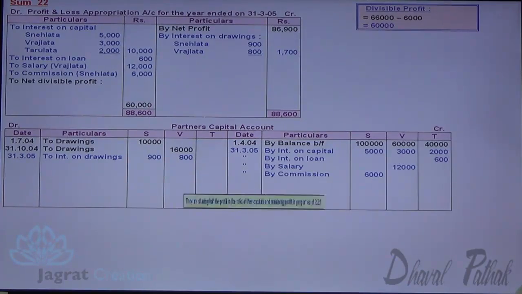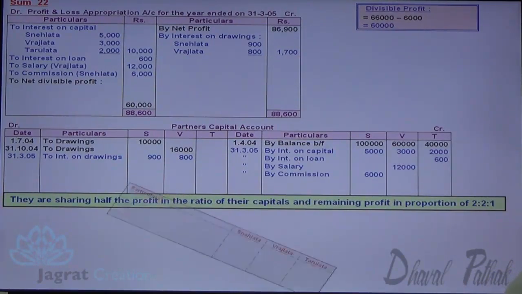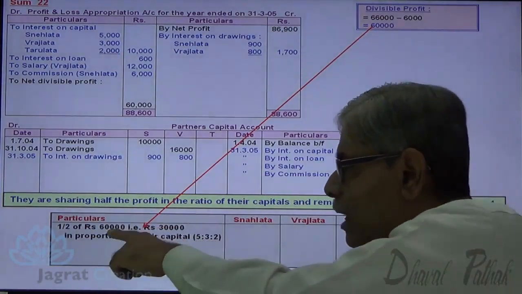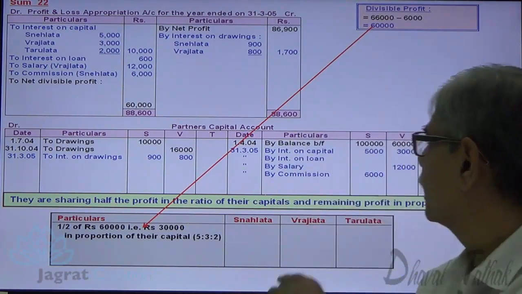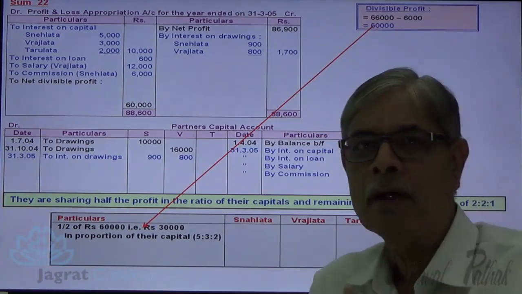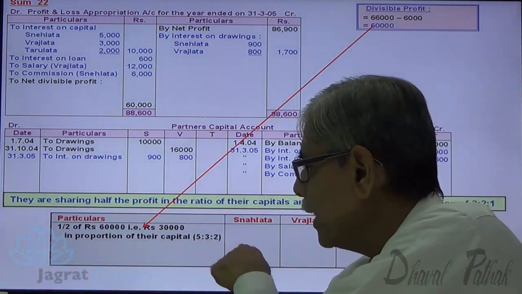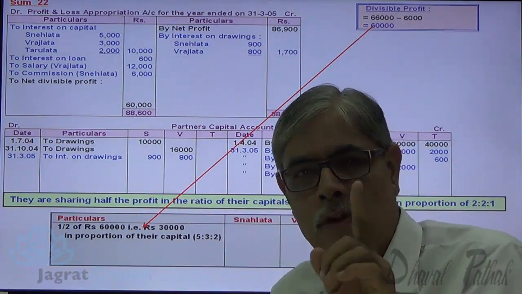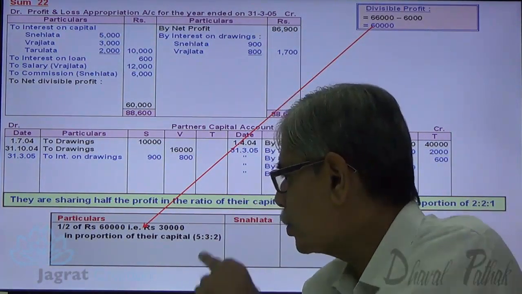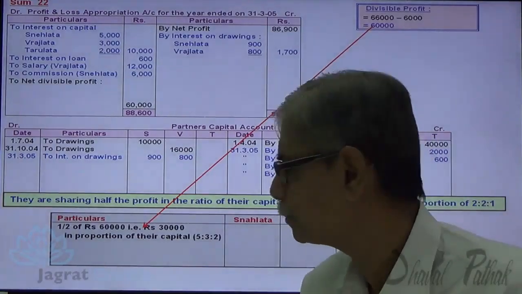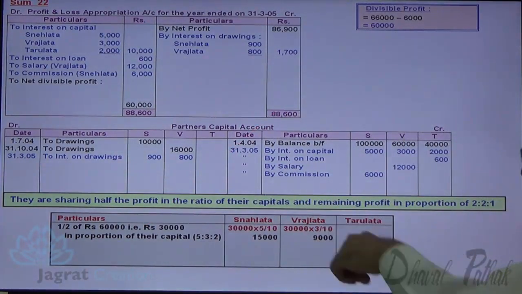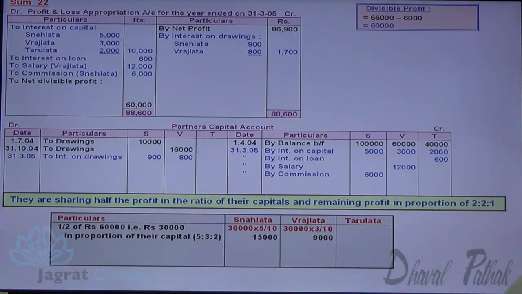This 60,000 profit, here I prepare a working note for profit calculation. 60,000 into 1 of 30,000. That has to be distributed in the proportion of capital. Capital proportion is 10:6:4. That is 5:3:2. So 5:3:2 is the capital proportion. So 30,000 gets distributed in the ratio of 5:3:2. That is capital proportion 10:6:4 same. So 30,000 into 5 by 10, 30,000 into 3 by 10, 30,000 into 2 by 10. This is the distribution of half profit.